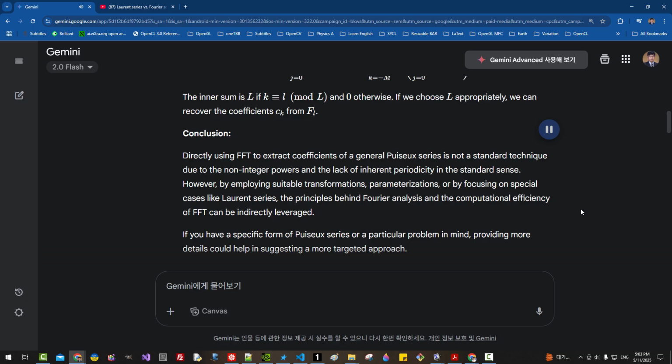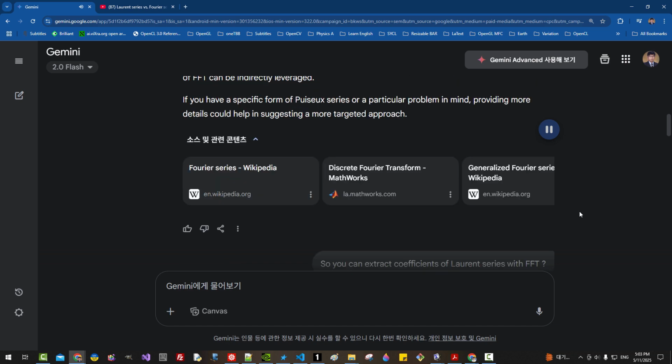However, by employing suitable transformations, parametrizations, or by focusing on special cases like Laurent series, the principles behind Fourier analysis and the computational efficiency of FFT can be indirectly leveraged. If you have a specific form of Puiseux series or a particular problem in mind, providing more details could help in suggesting a more targeted approach.